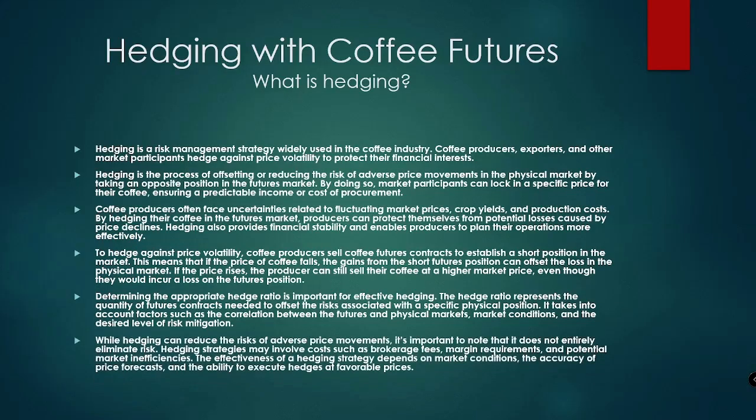While hedging can reduce the risk of adverse price movements, it's important to note that it is not entirely designed to eliminate risk. Hedging strategies may involve costs such as brokerage fees, margin requirements, and potential market inefficiencies. The effectiveness of a hedging strategy depends on market conditions, the accuracy of price forecasts, and the ability to execute hedges at favorable prices. What this is saying is that even if you do everything right, you can still be wrong on your hedge.